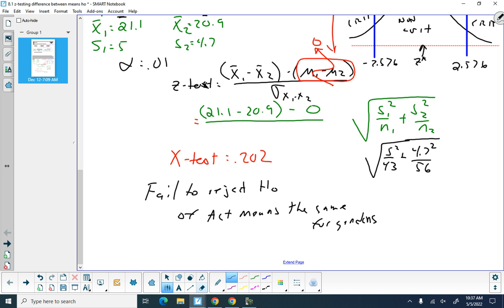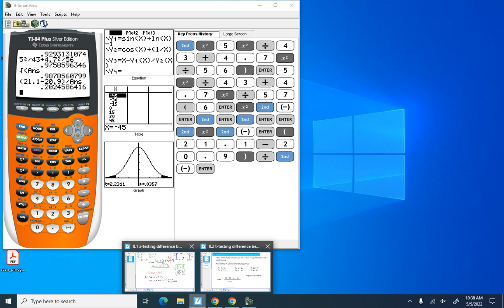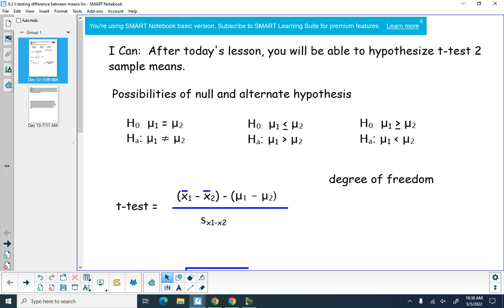Once again, very similar ideas to what we just did. We can also look at a t-test. When your sample sizes are less than the value of 30, your null and alternate hypothesis is exactly the same. There's nothing different there.